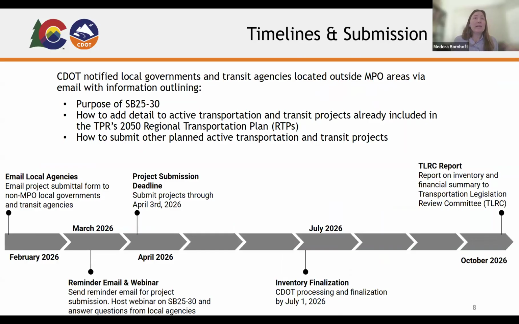So looking at the timeline and submission process, CDOT emailed local governments and transit agencies in early February to notify them of this inventory and the requirement that CDOT compile this inventory for the first time, and explained how to submit projects. The deadline for submitting projects for inclusion in CDOT's inventory is April 3rd. And then CDOT will be finalizing that inventory to meet the statutory deadline of July 1st.